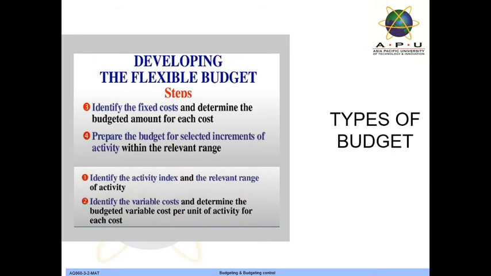The variable budget is designed to furnish a budgeted cost for any level of activity actually attained. A flexible budget changes in accordance with the level of activity. So a flexible budget is more realistic, more useful, and more practical. The likely changes in actual circumstances are taken into account while preparing the flexible budget.